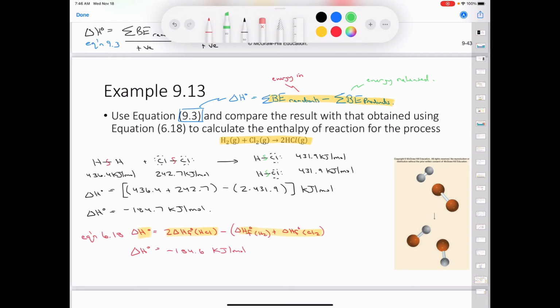And so you can see that there's a little bit of variation between the delta H calculated using bond enthalpies and the delta H calculated using heats of formation. The small discrepancy here is due to differences in rounding off.